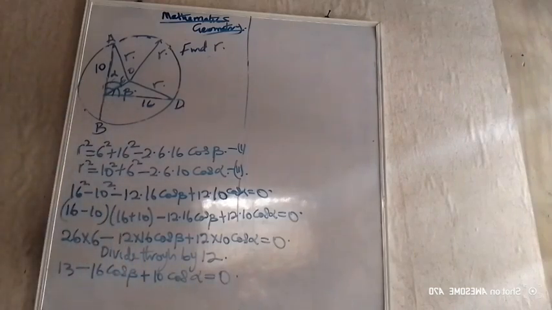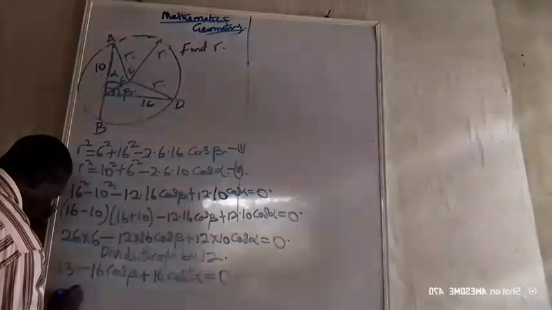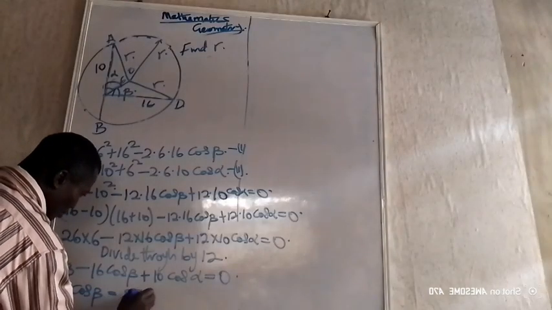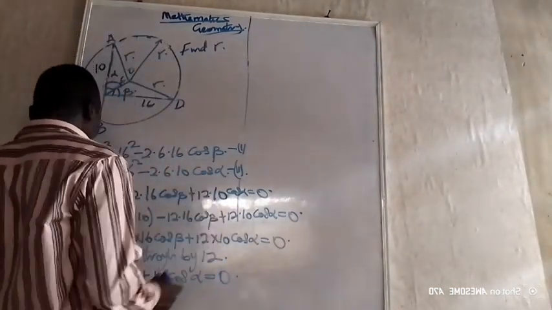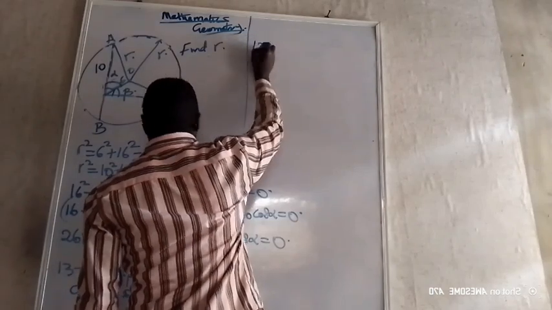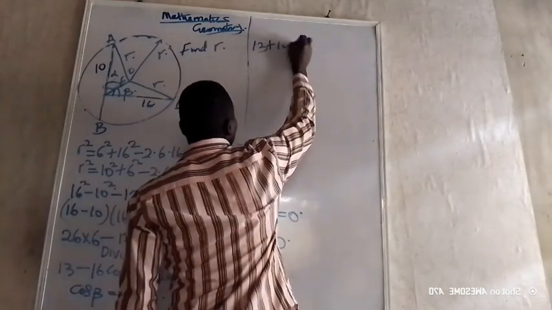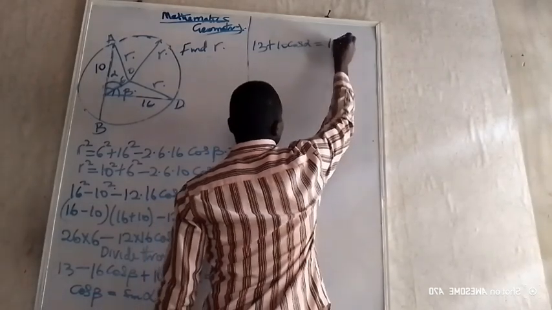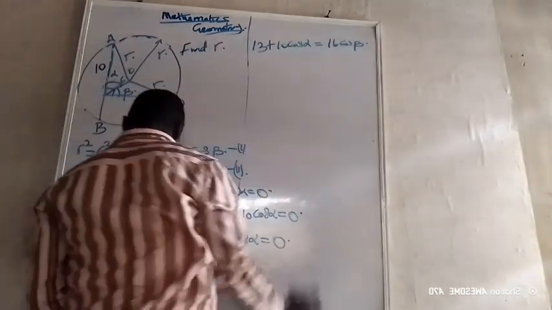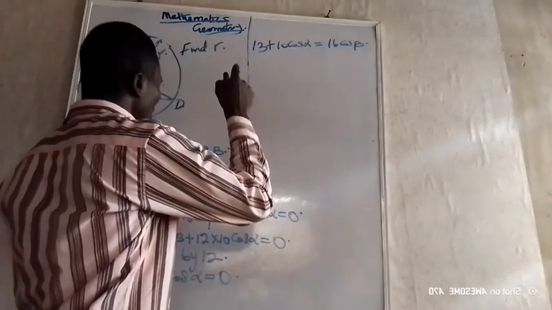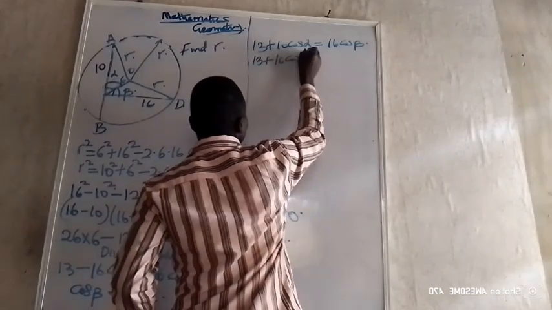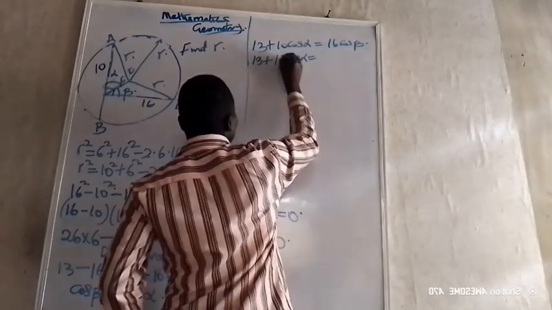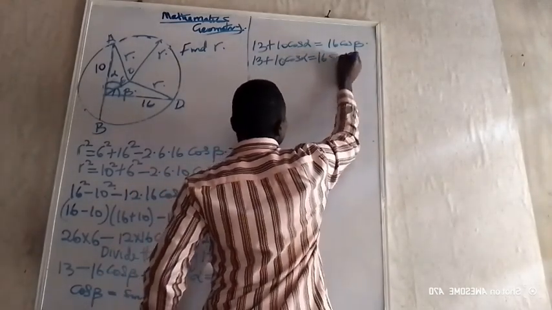So you can see it has become easier to handle now. And you know what relationship here? We know that cos beta is equal to sine alpha. So let's write it in another way like this: 13 plus 10 cos alpha is equal to 16 cos beta. And from here, you can see that cos beta is equal to sine alpha. So we say 13 plus 10 cos alpha is equal to 16 sine alpha.